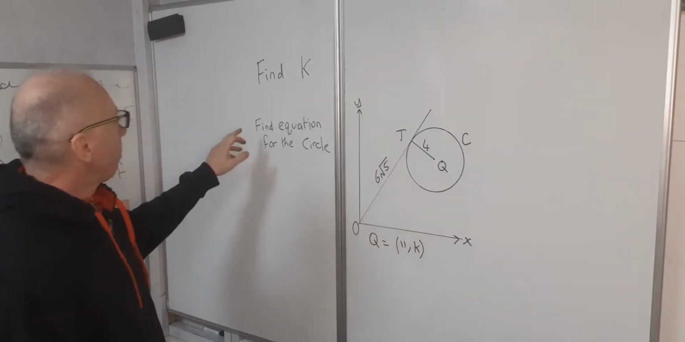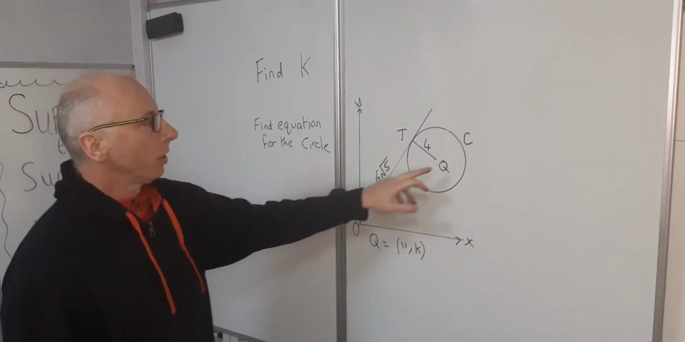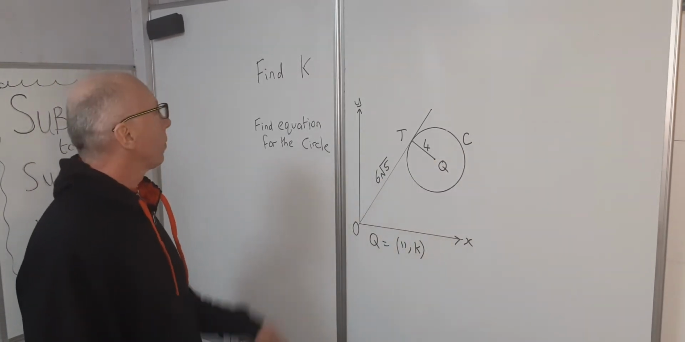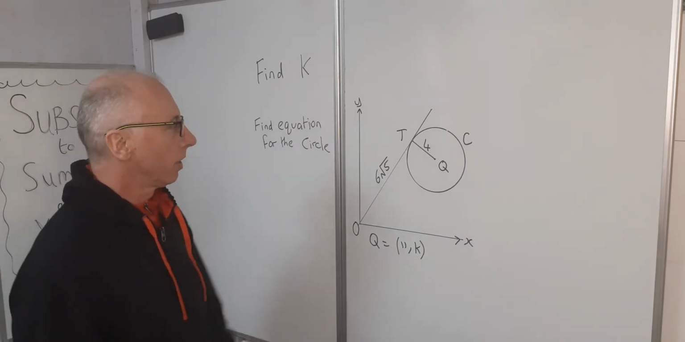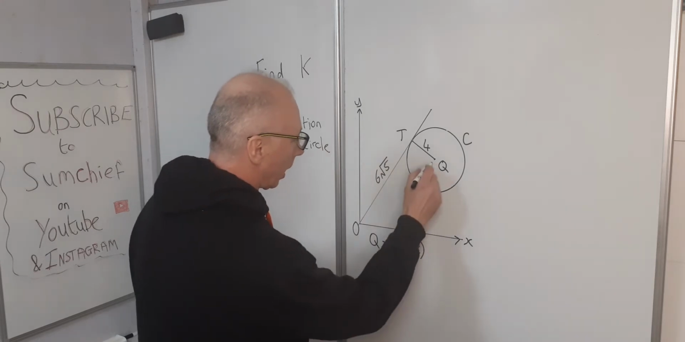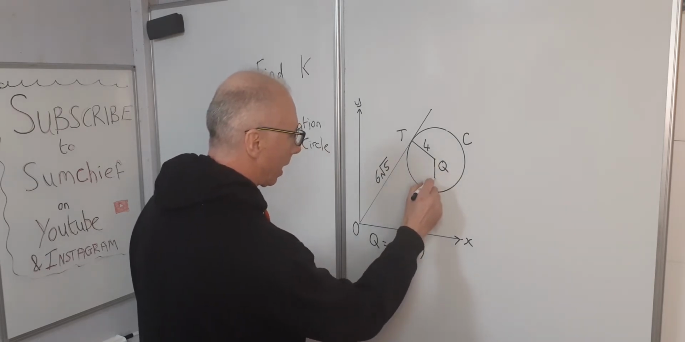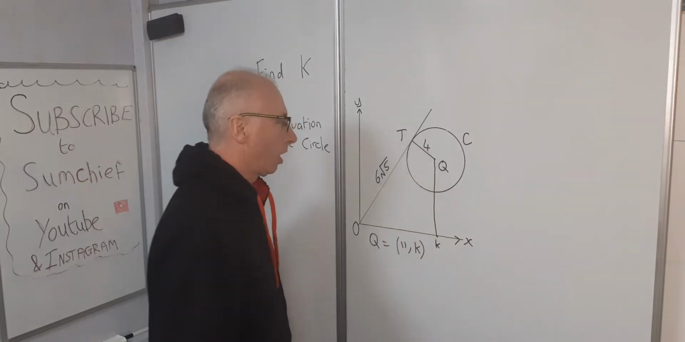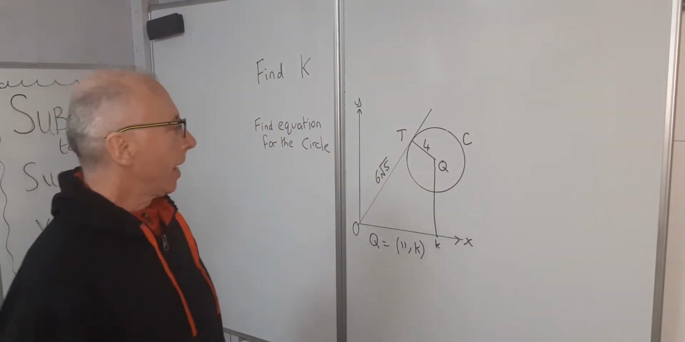So we need to find out what K is. And what we need to also find out is the equation for the circle C. So first things first, let's find K. So K is the Y coordinate. So K will be somewhere down here. So that's where K is. Okay, so how are we going to find that?